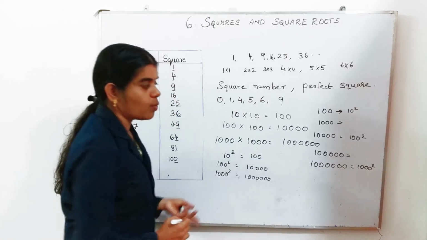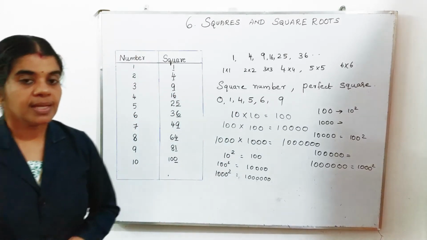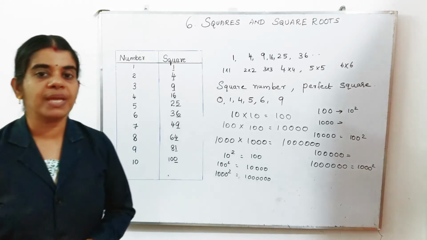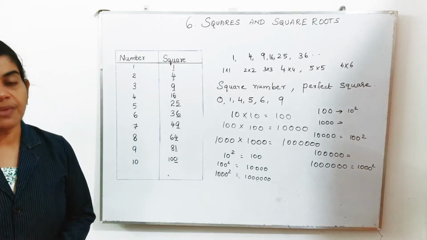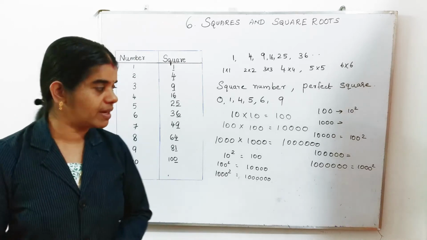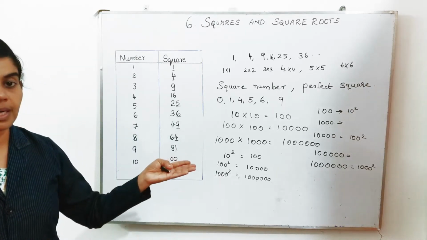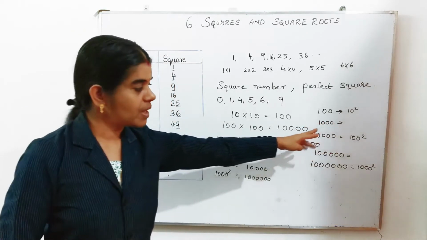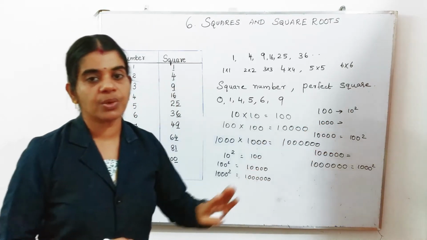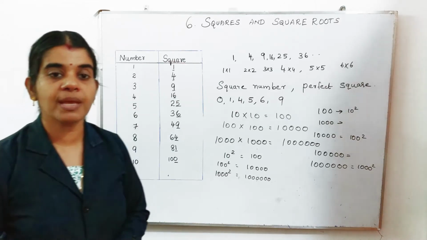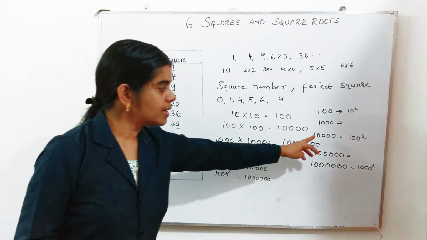Then what do you understand from this? If the number of zeros is even, then it will be a perfect square. If the number of zeros is odd, it will not be a perfect square number, because 100 has 2 zeros, therefore it is 10 square. Here 1000 has 3 zeros, that is an odd number of zeros, therefore it cannot be a perfect square number.